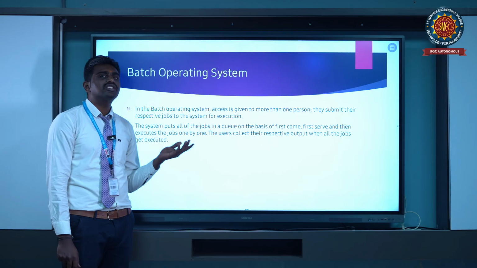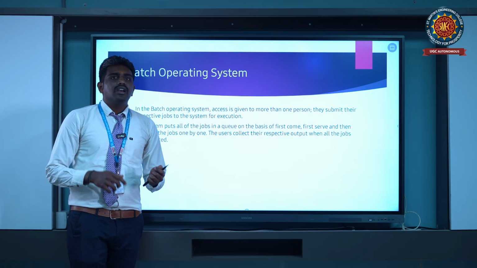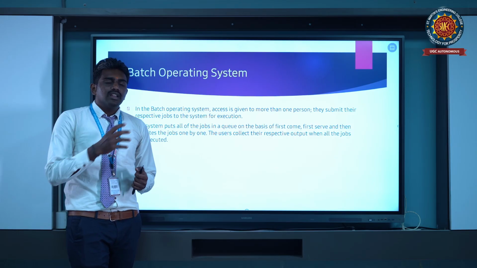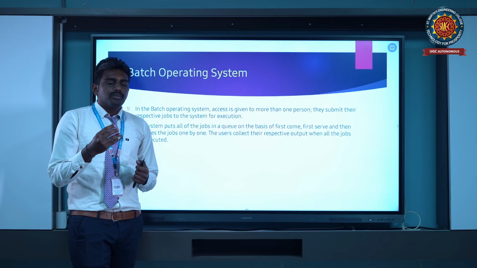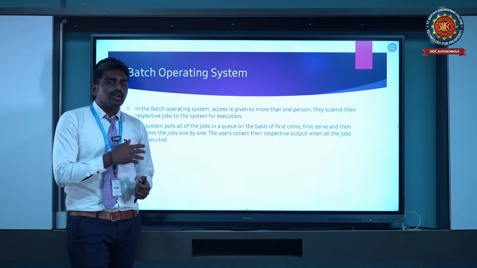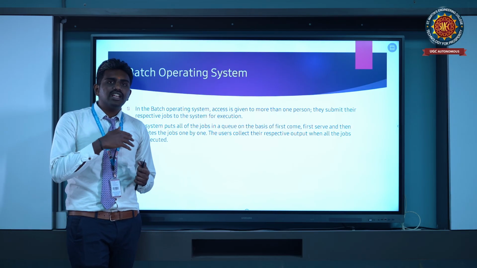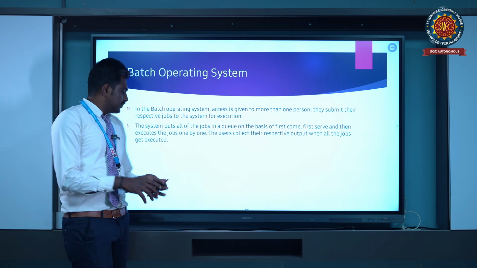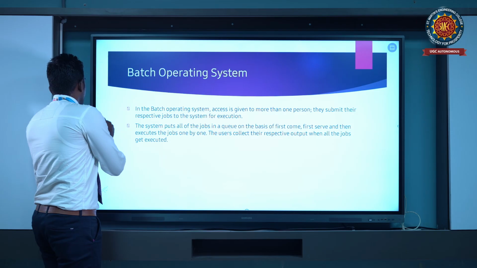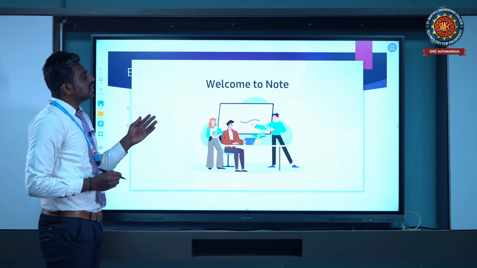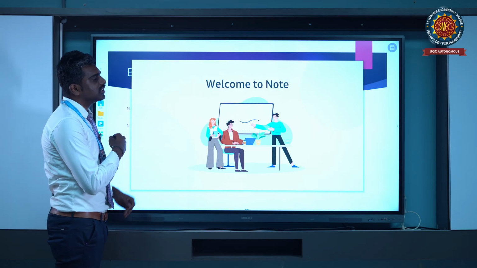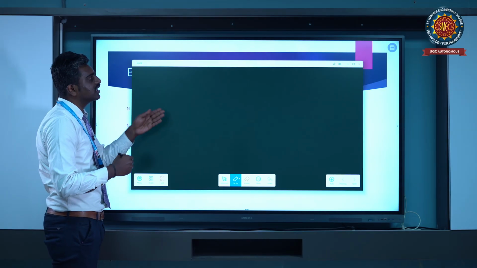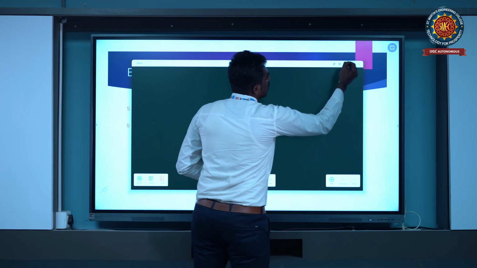In the batch operating system, this is the basic operating system. The user gives the process to the batch operating system, but it cannot be given directly to the systematic function. One operator is available, and all the users input their processes to the operator. The operator divides them into batches, and after that it is input to the function.